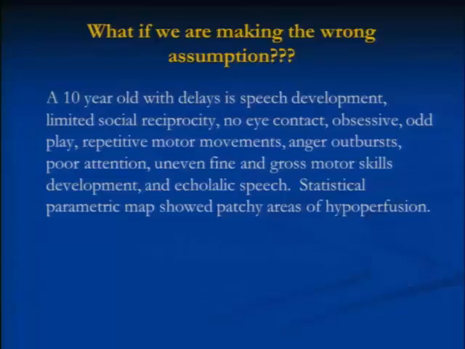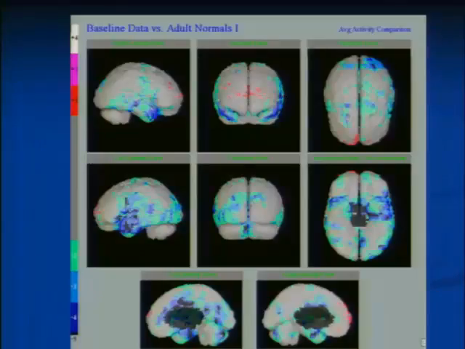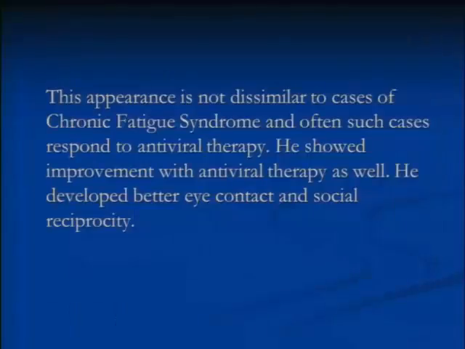Here's a 10-year-old boy with delays in speech, some of the same sort of things. I mean, literally the same sort of thing. His brain map showed really patchy decreased activity. This is a brain under attack, right? I mean, it's a toxic brain. Patchy blue, patchy decreased function all over. It's something systemic. So it's not dissimilar to chronic fatigue, which is also a viral illness. And so we started him on antiviral therapy, and he got tremendously better. Increased eye contact, increased social reciprocity.